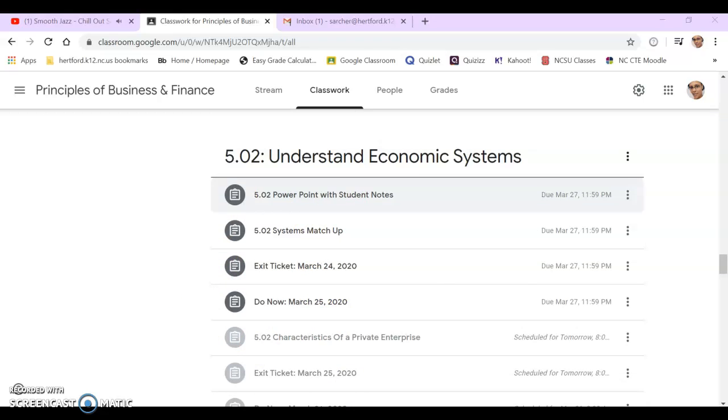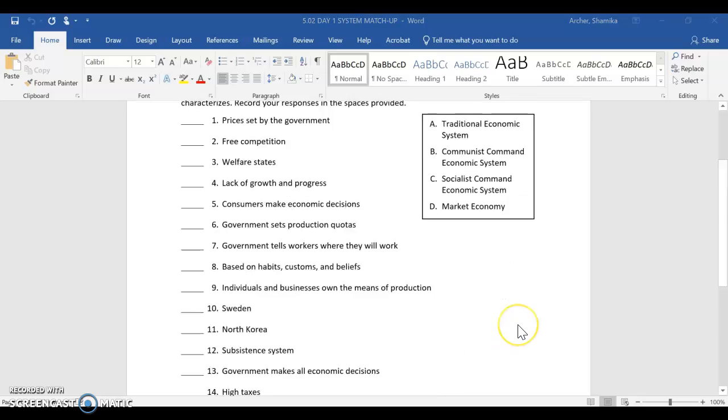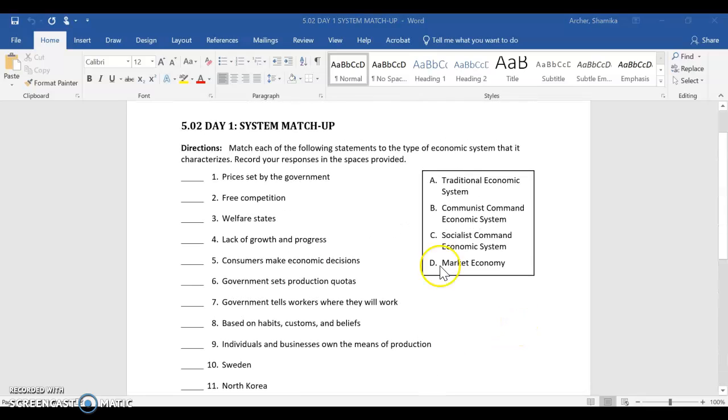All right, the 502 systems matchup focuses on the economic system that we just talked about. If yours doesn't show up this way, that's fine. I put up here that it would be better if you open it up in Google Docs or Microsoft Word. Of course, Chromebooks do not have Microsoft Word, so you're going to have to open it up and run it the best way that you can. There are a total of 18 questions. I'm going to do the first 6 with you, and then I'm going to leave you to do the remainder. So the prices are set by the government.